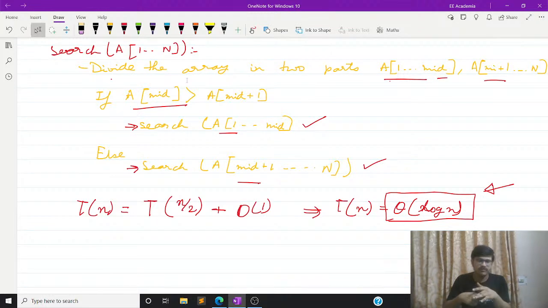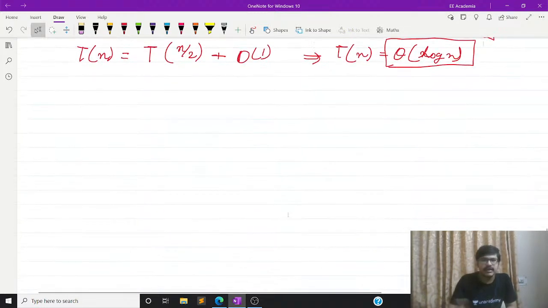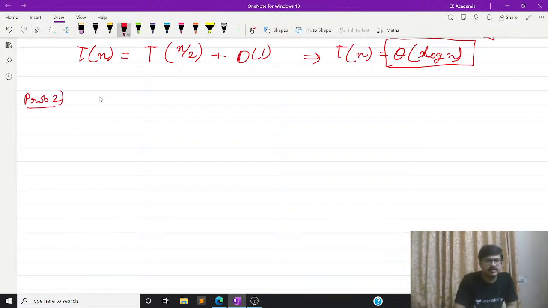The next problem is also a very interesting problem, and that is a fundamental problem in divide and conquer. So if you have no problem with this, let's go to the second problem for today. The second problem for today would be the majority element. So what is this problem essentially?